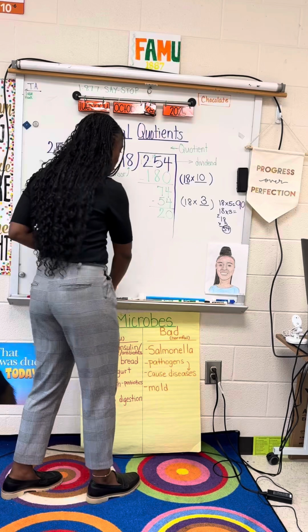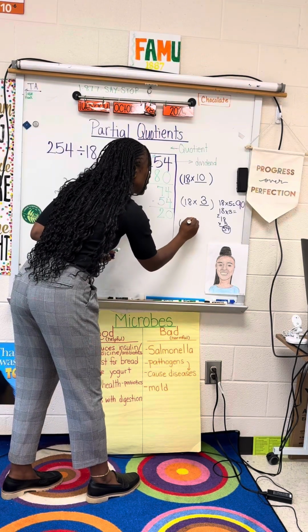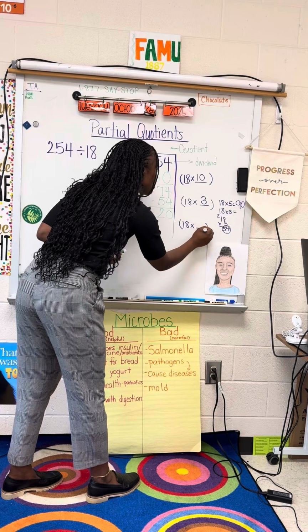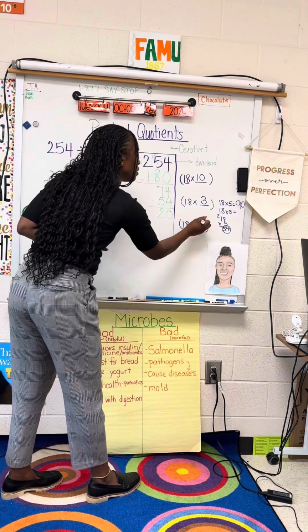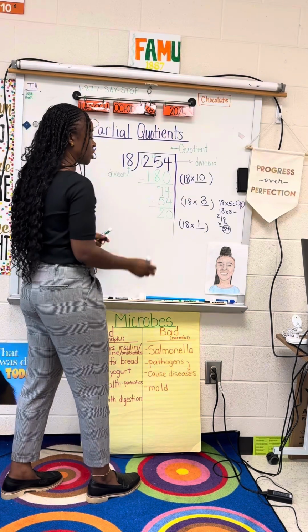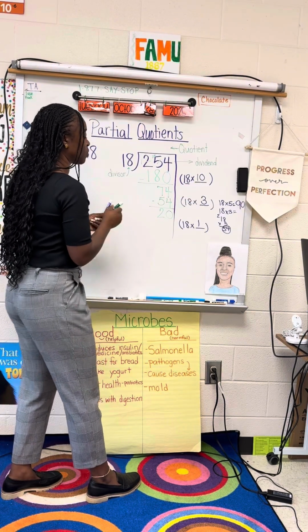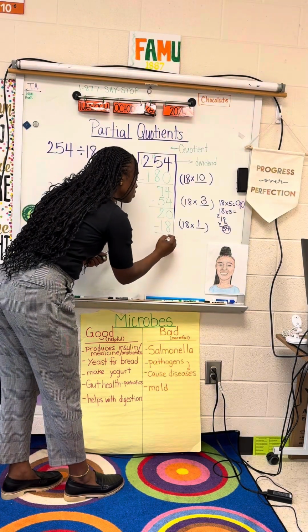So I'm going to continue. Same process. Here's my divisor, 18. What do I need to multiply 18 by that's going to get me closest to 20? We all know that it's going to be 1. So I'm going to put my third partial quotient. So now I have 3 partial quotients. 18 times 1 equals 18. Subtract and you get 2.